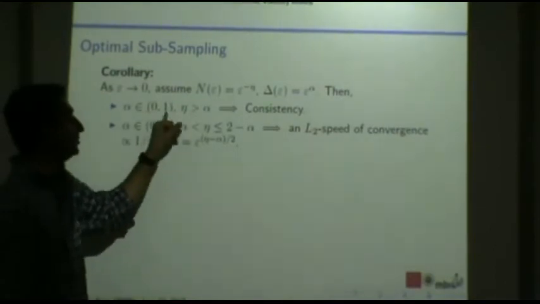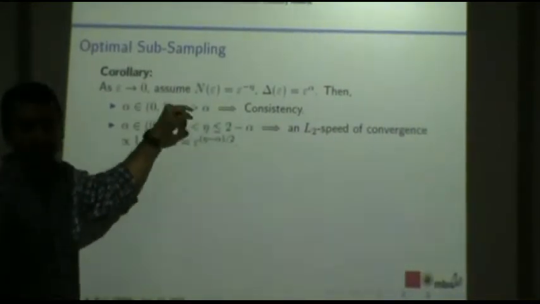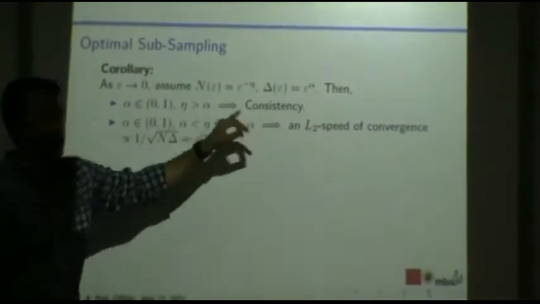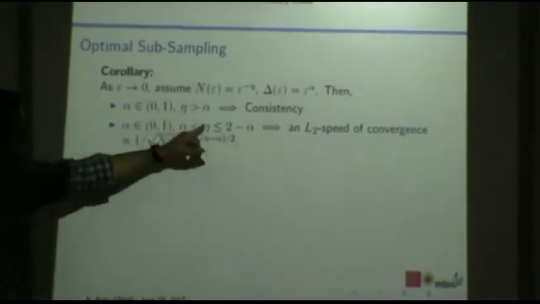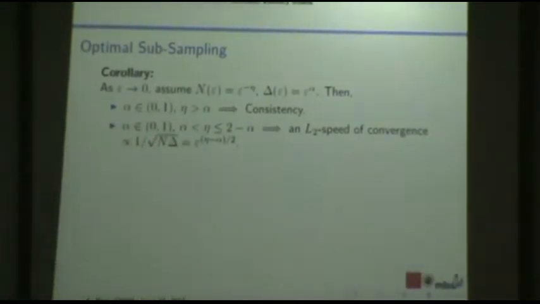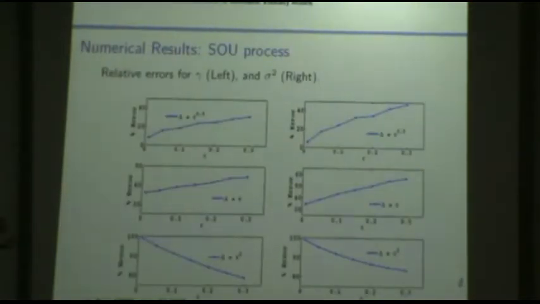So these conditions can then be numerically tested, and that's why we derived these conditions, and that leads to consistency. Some additional conditions will lead to the relative speed of convergence being 1 over square root of n delta. Alright, so it's just some numerical results.